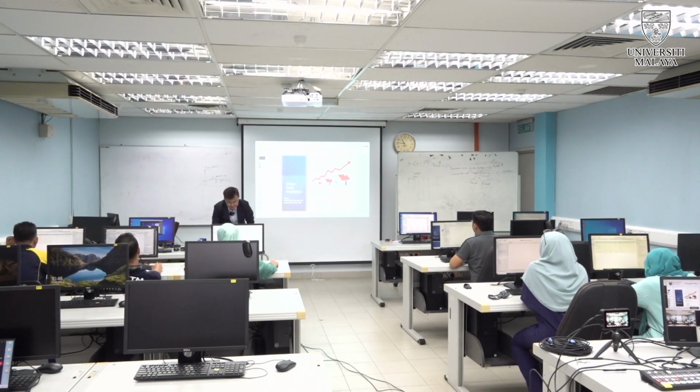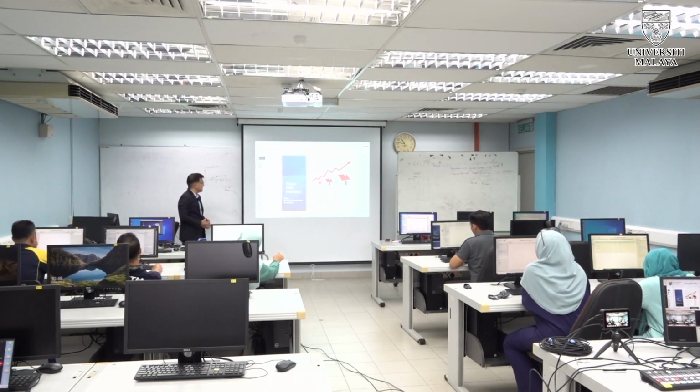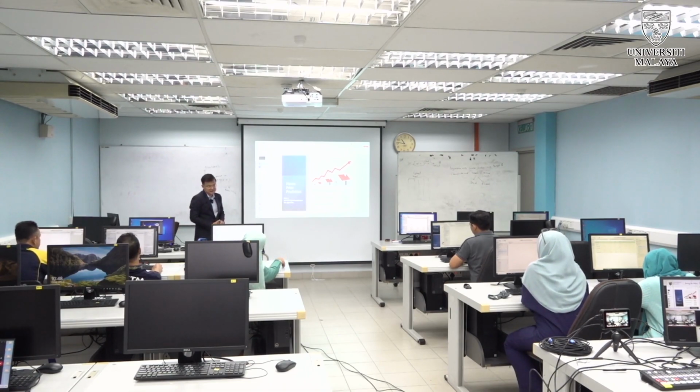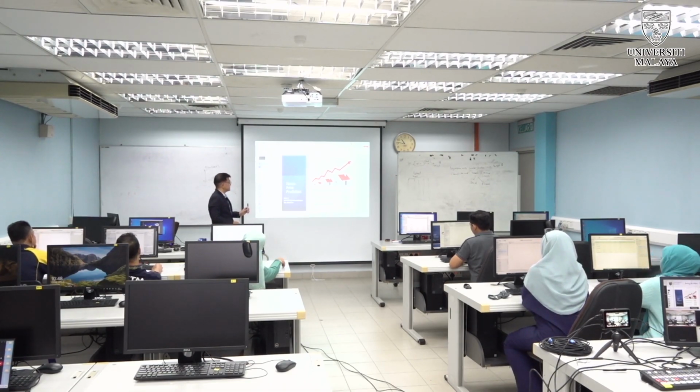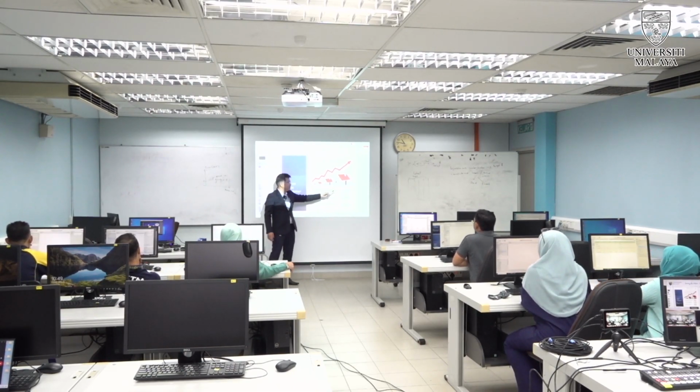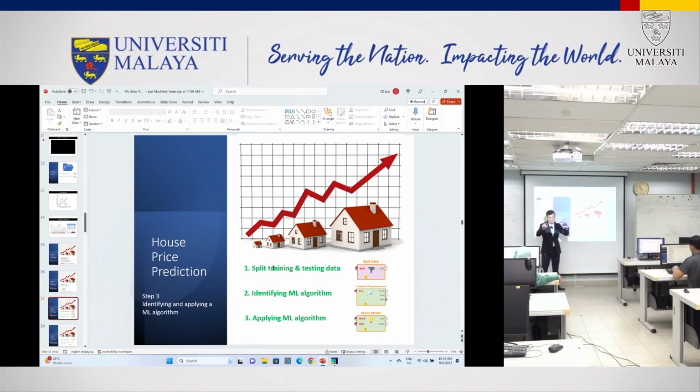Okay, now go to the step 3. Step 3 ialah identify, apply machine learning model. So you kena ada 3 steps ini. First, split training and testing. You pergi cari operator split data. Satu blok split data.